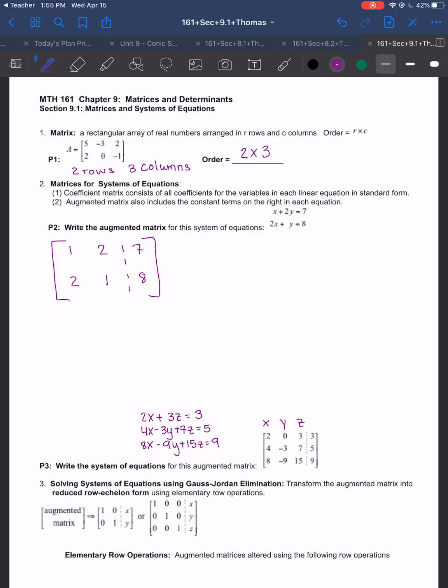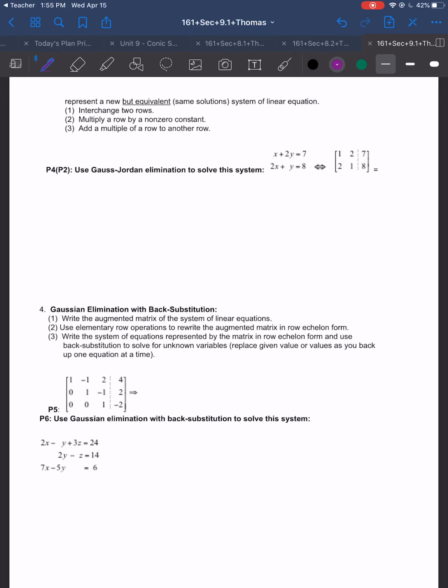And then solving systems of equations using Gauss-Jordan elimination. We're going to take our augmented matrix into reduced row echelon form using row operations. You're going to use these row operations to get a new but equivalent system of linear equations. So you can flip 2 rows, interchange them, multiply a row by a non-zero constant, and add a multiple of a row to another row.